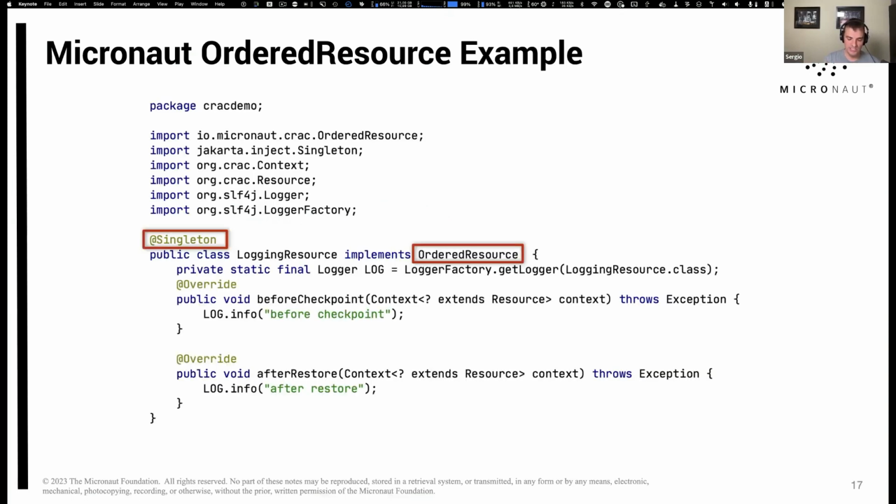So how do you register resources in a Micronaut application using CRaC? Really easy. You create a class. You implement the OrderedResource. By implementing the OrderedResource, you're going to be forced to override both methods, beforeCheckpoint and afterRestore. If you don't want to do anything, then don't do anything in either one. Here I am just logging in beforeCheckpoint and afterRestore so that we see it when we execute. And the other thing that you have to do is annotate it with a Singleton, because this is going to be a singleton in my application. And that's it. That's the only thing that you have to do.